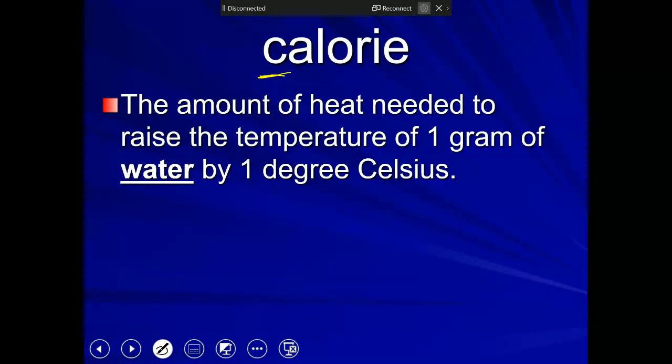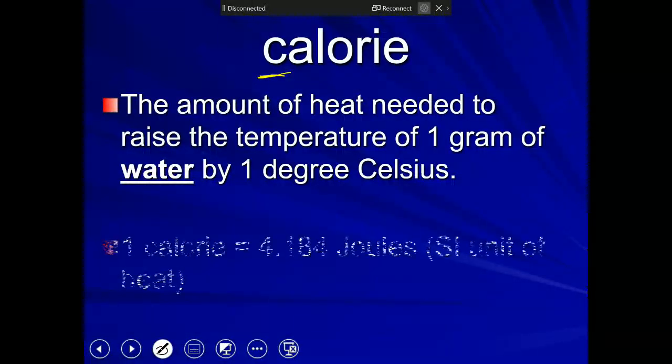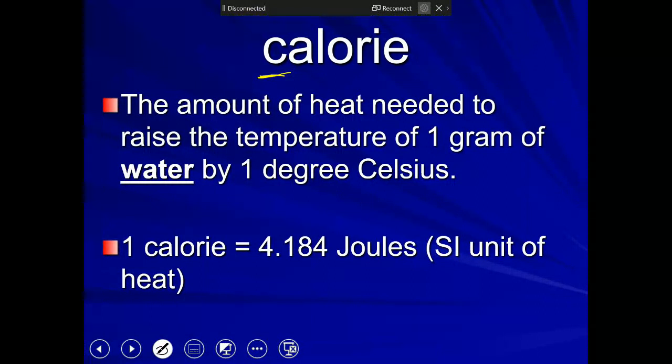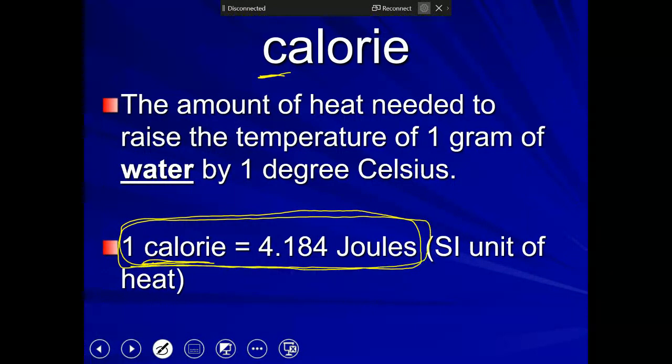And one thing I wanted to note here is that this works in your calculations whether you start at 20 and go to 21, or whether you start at 30 and go to 31. Each degree Celsius that the temperature of the water goes up requires a calorie for every gram of the water. Okay. Calorie is the English unit of heat. To put it into the SI or the metric unit of heat, here's a conversion that's going to be very handy for you to know: a calorie is the same as 4.184 joules.